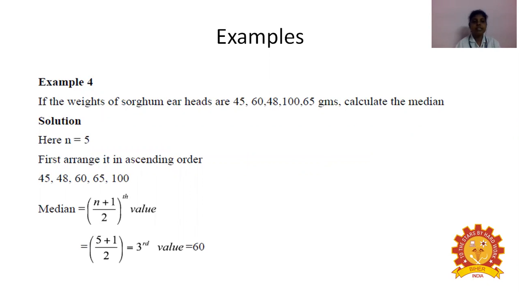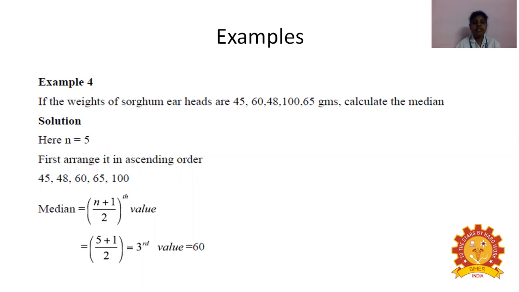Let's see the examples for median. If the weights of sorghum ear heads are 45, 60, 48, 100, 65 grams, calculate the median. Come to the solution part. Here n equals 5, that is, the number of items in the given problem is 5.